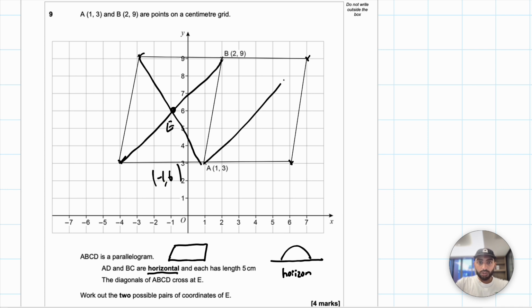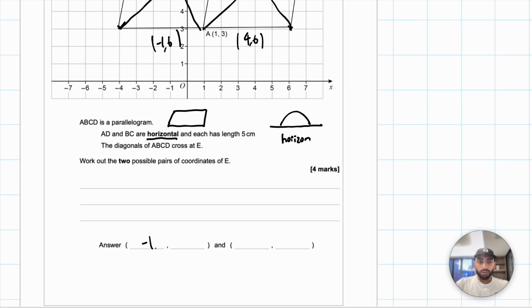And the other one, if I join the diagonals up, better to do this with a ruler, the point of intersection would be 4, 6. So you could have 2 possible coordinates of E: negative 1, 6 and 4, 6.